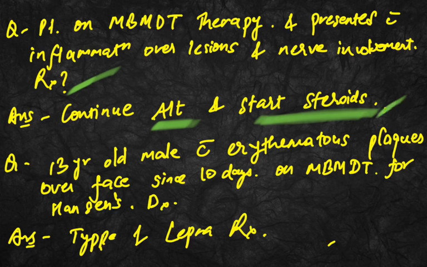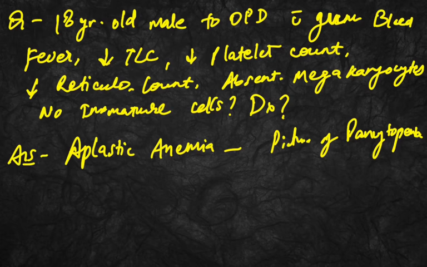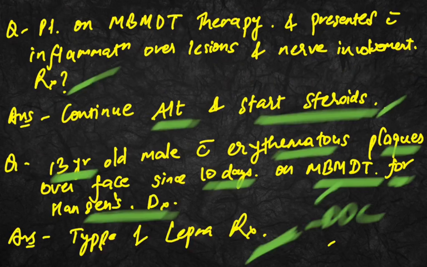Now, a 13-year-old male with erythematous plaques over the face for 10 days, on MB-MDT. See, two questions on Hansen's disease on MB-MDT therapy have been asked. This is an important topic, and those preparing for the next exam should give more focus on it. So, we came to the question again: a 13-year-old male with erythematous plaques over the face on MB-MDT therapy for Hansen's disease. Why are there erythematous plaques? It is a type 1 Lepra reaction, and the drug of choice for this is steroids.